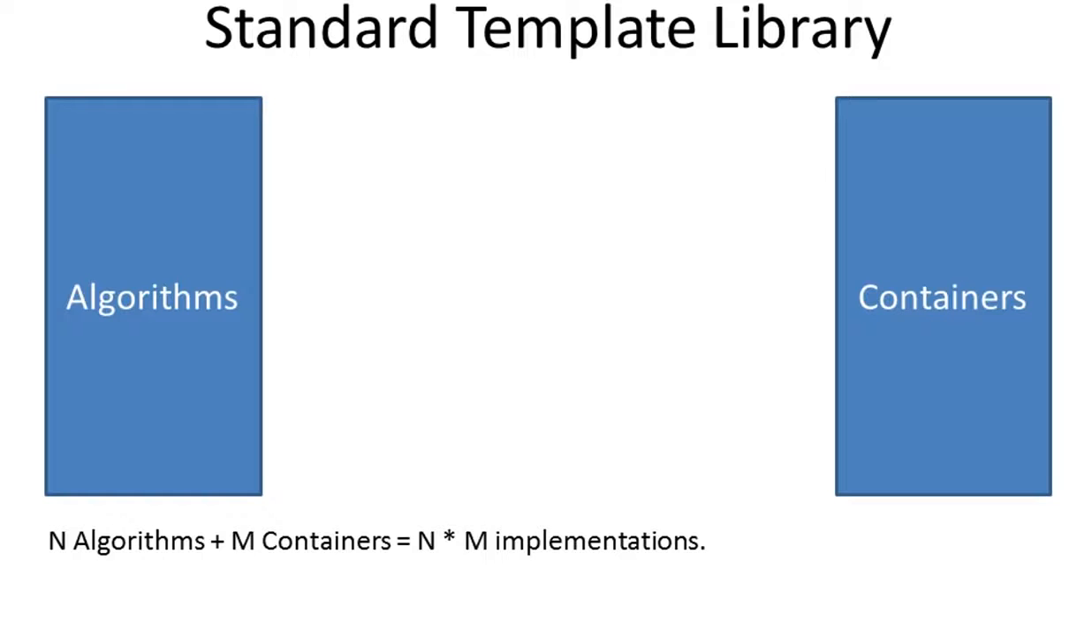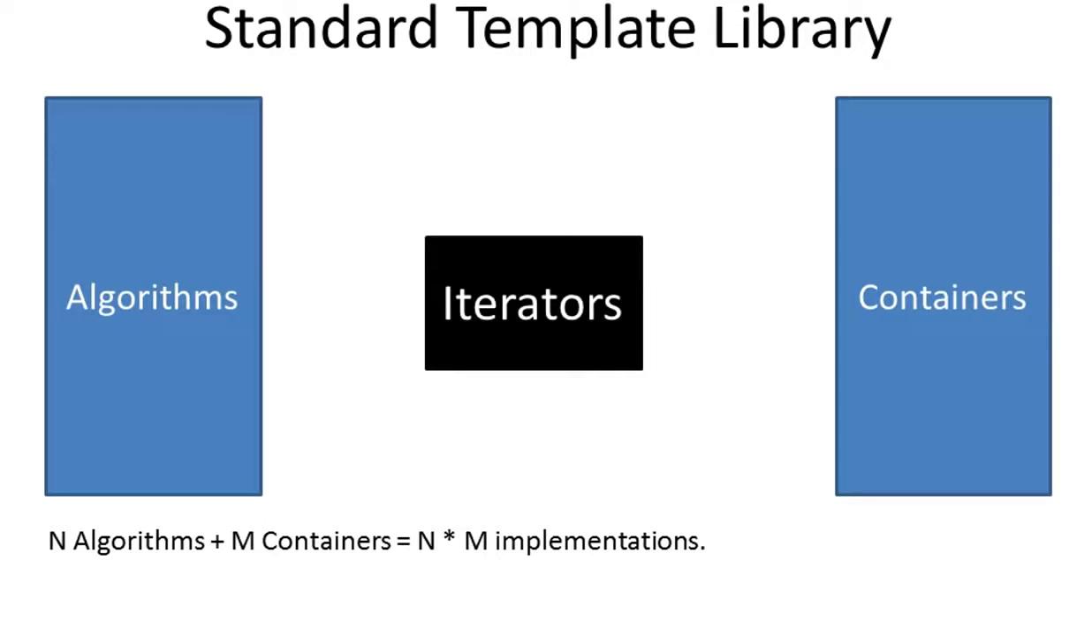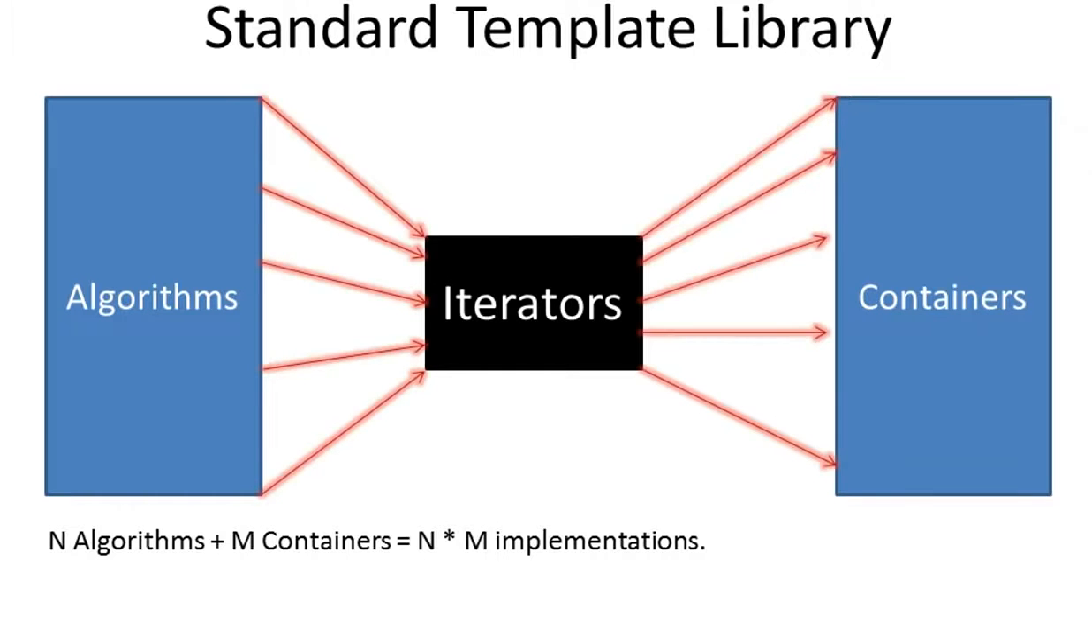To solve that problem, the STL library provides another group of modules called iterators. Each container is required to provide a common interface defined by iterators. An iterator can iterate over each item inside a container. So the algorithm, instead of working on the container directly, only works on the iterator. The algorithm doesn't know anything about the container that it is working on. It only knows about the iterator.